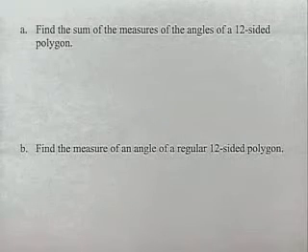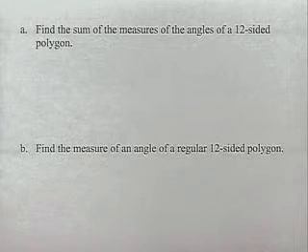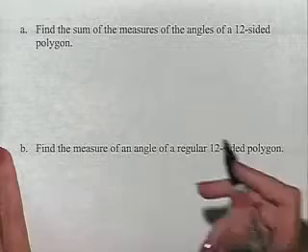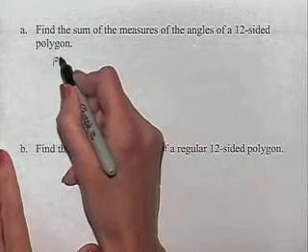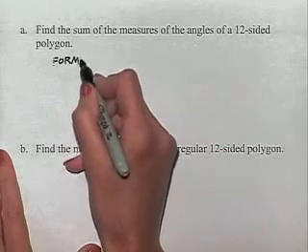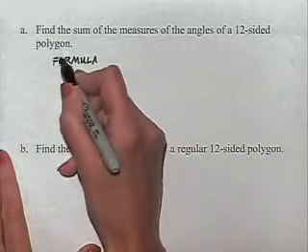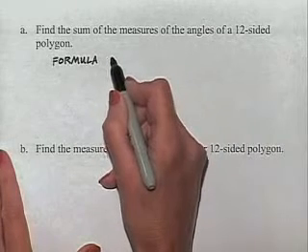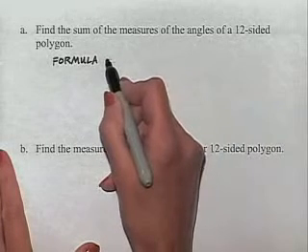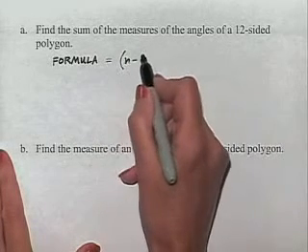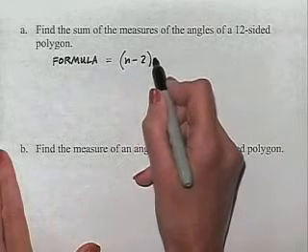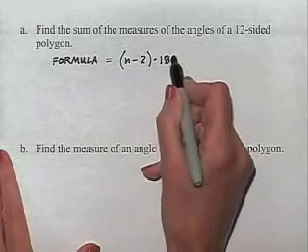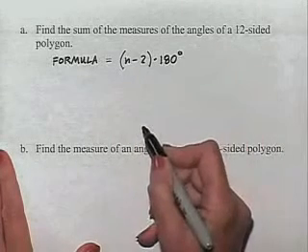Now let's look at a problem dealing with the measures inside of a polygon. Find the sum of the measures of the angles of a 12-sided polygon. We're going to use a formula in order to figure this out. And the formula has to do with the number of triangles that we'd end up with inside of a 12-sided polygon. Turns out that we're going to end up with n minus 2 triangles, each of which would have angle measures of 180 degrees.